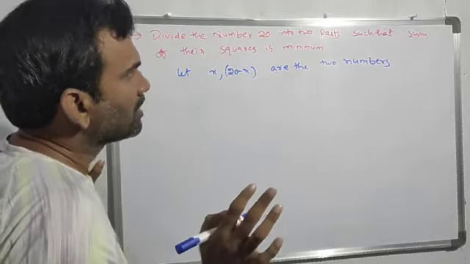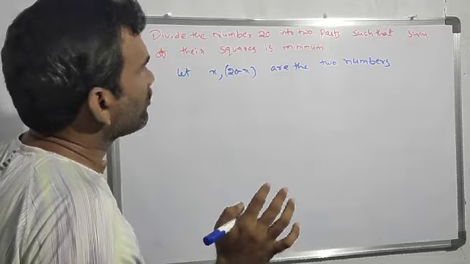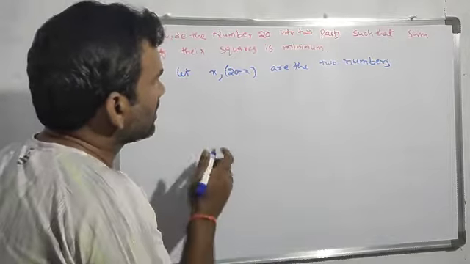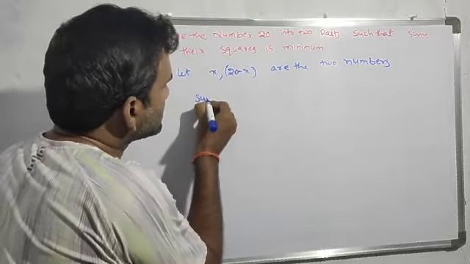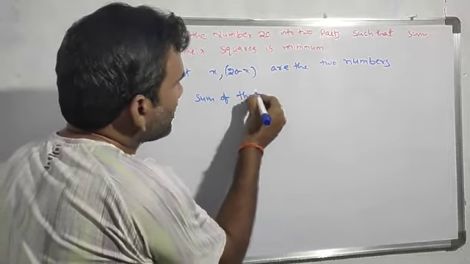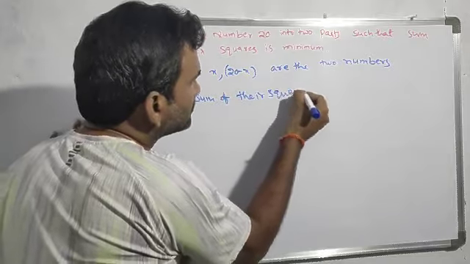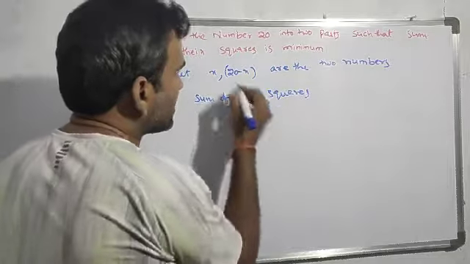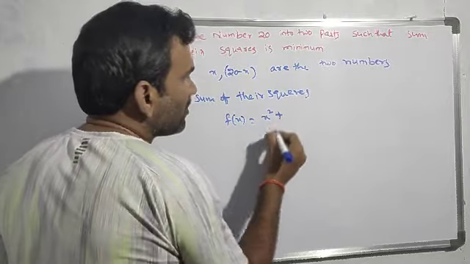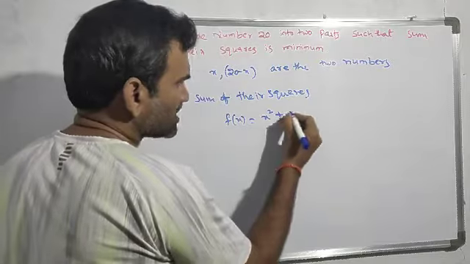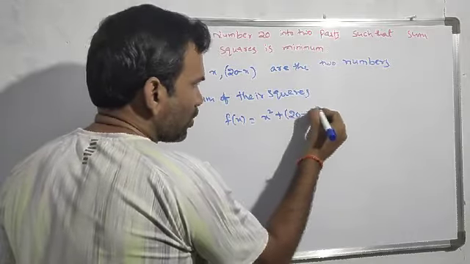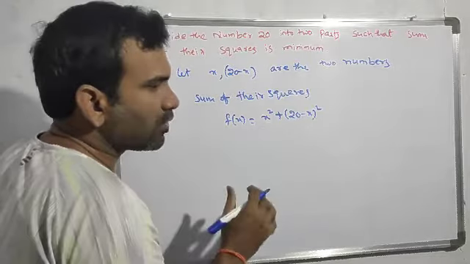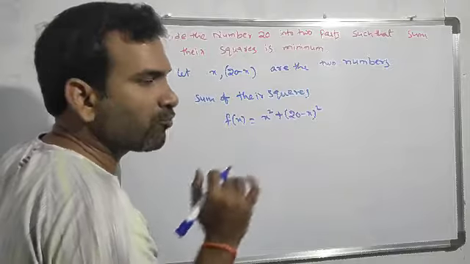Such that we have to take a function. What is that? Sum of their squares. That means f of x. I am taking the function as f of x. Sum of their squares means x square, the first value squared, plus 20 minus x whole square. We have to find the minimum value, and which value to take, that we have to find.